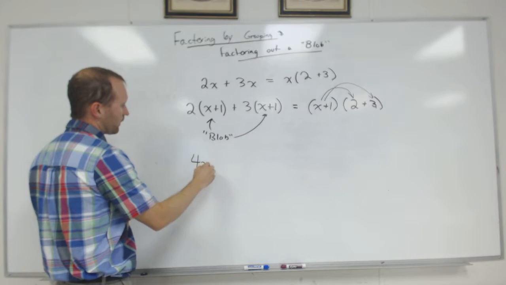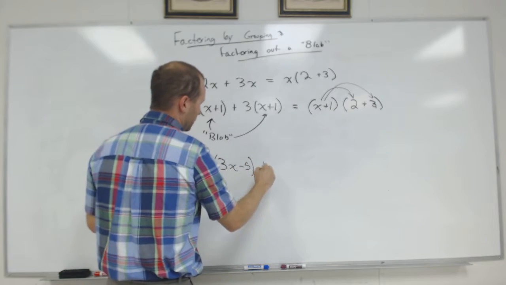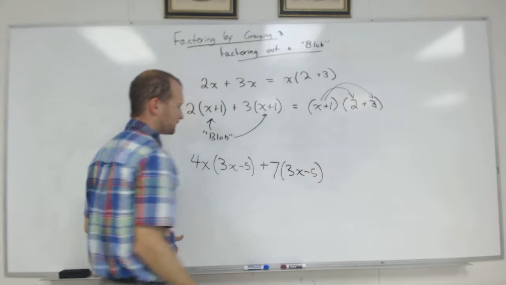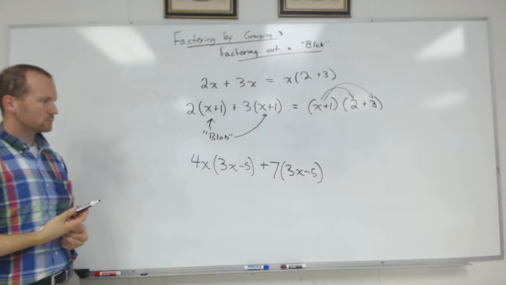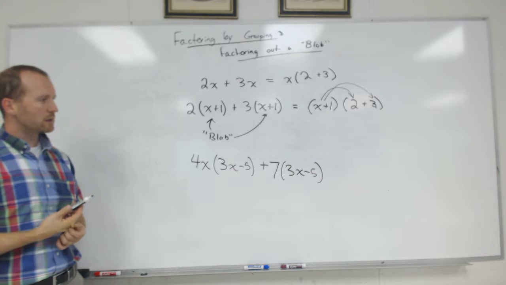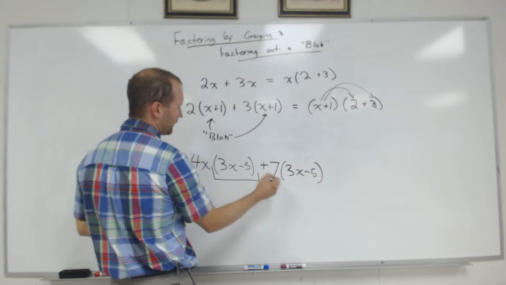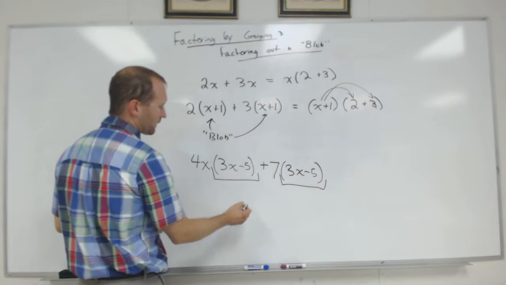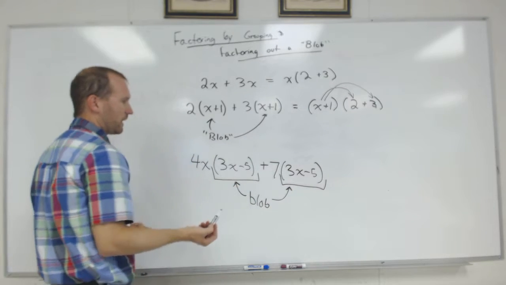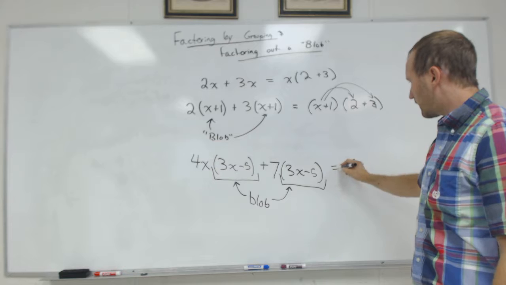I have something like 4x times 3x minus 5 plus 7 times 3x minus 5. Wait, do you mean to put the x after the 4? Yep. So what is my blob here? The 3x minus 5. Yeah, my blob is the 3x minus 5. It's the same in both cases. So I can factor that out. If I take out the 3x minus 5, this factors.